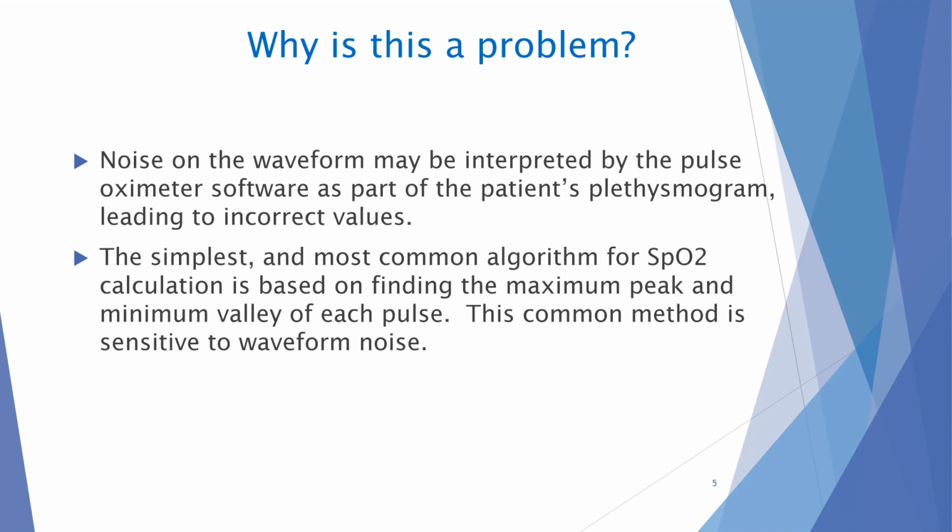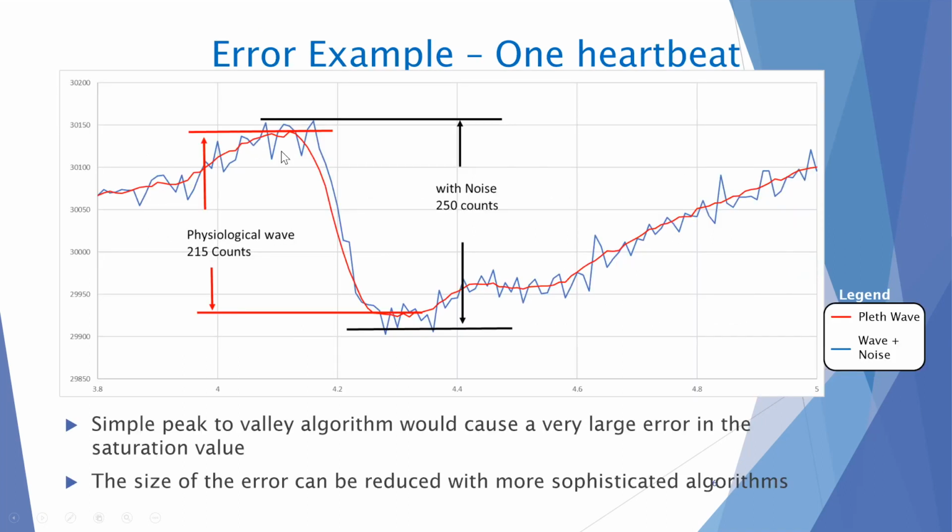And they use a peak-to-peak that just looks at the minimum and the maximum of the wave to calculate SpO2. And fortunately for me, Phil explained that in his presentation. So all I have to do is explain what the noise does to it. So the red trace is the underlying plethysmogram, and the blue trace is what happens when you put electrical noise on it.